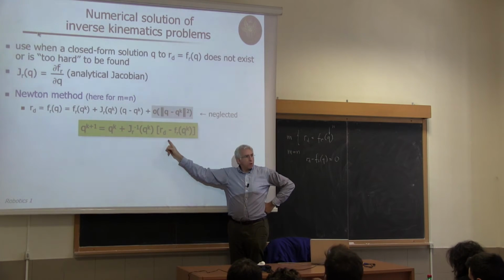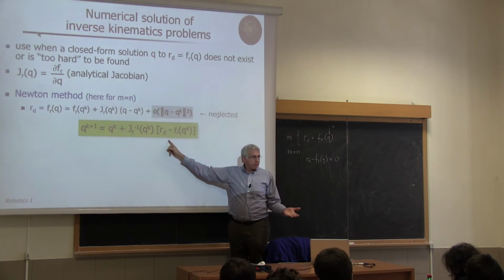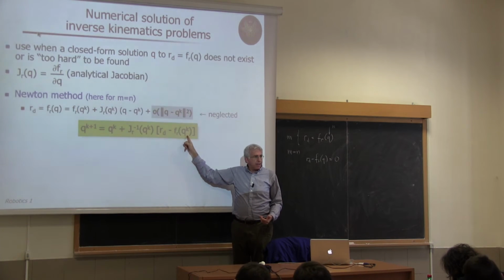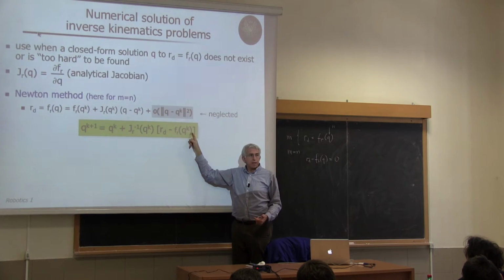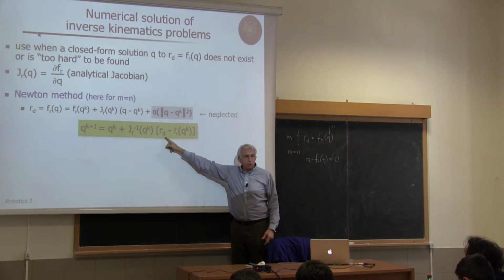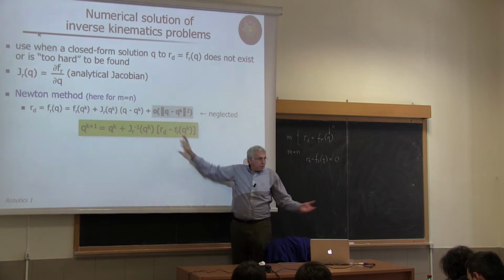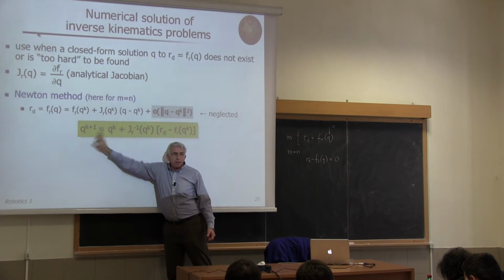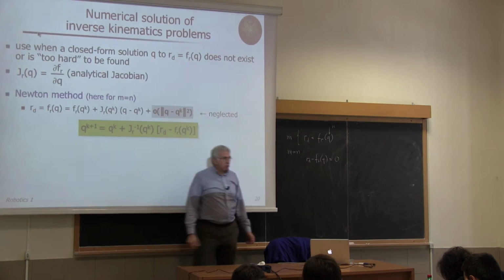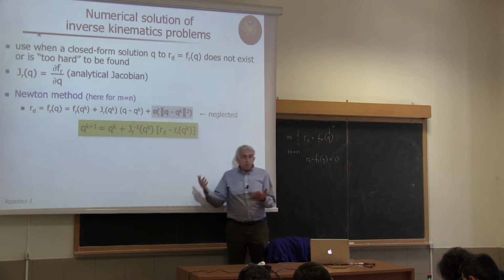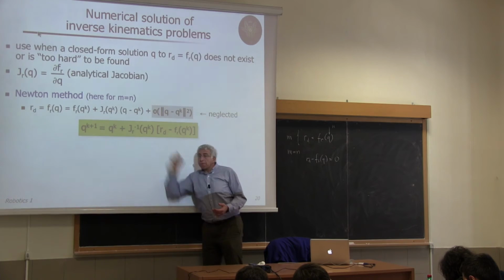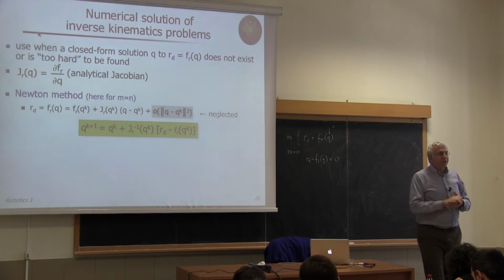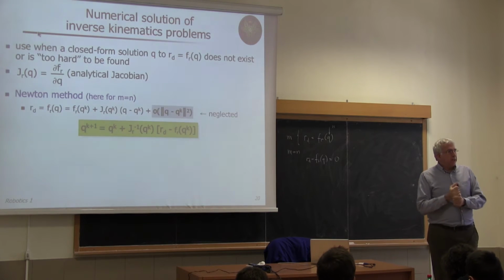This difference is what we call the task error, because it's the difference between where we would be with our current guess, f of r of q of k, so the direct kinematics, and where we should be. If this is 0, then we have solved the problem with qk, and we don't update qk, so qk plus 1 will be equal to qk. Otherwise, we update it by taking the error, multiplying by this inverse matrix. It seems strange, but that gives a new guess.